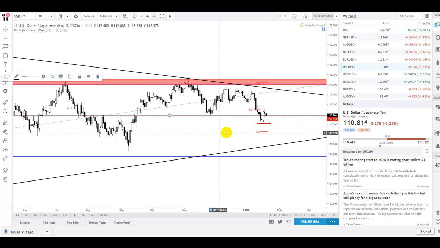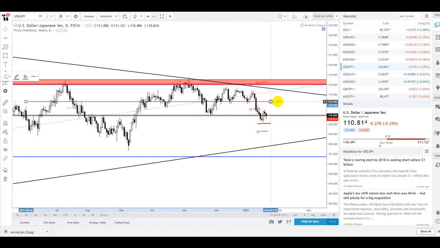But the other thing that I see is this zone here. Okay, can you see that? Through 112 to sort of 112.25. So I'll just put this little zone in, and if we drag it all the way across, we'll keep it nice and tight.